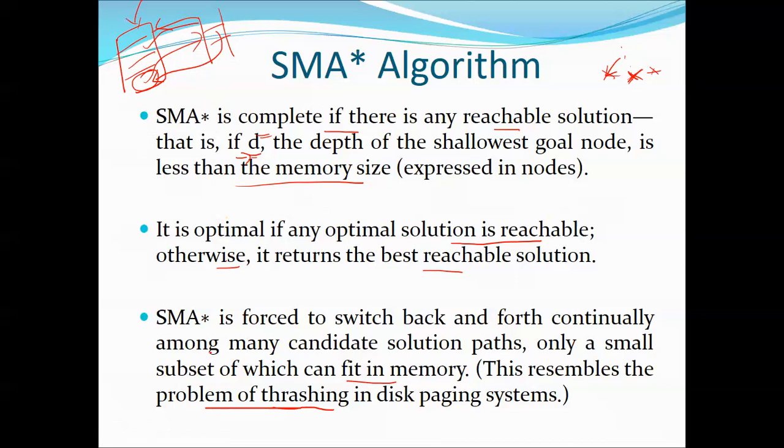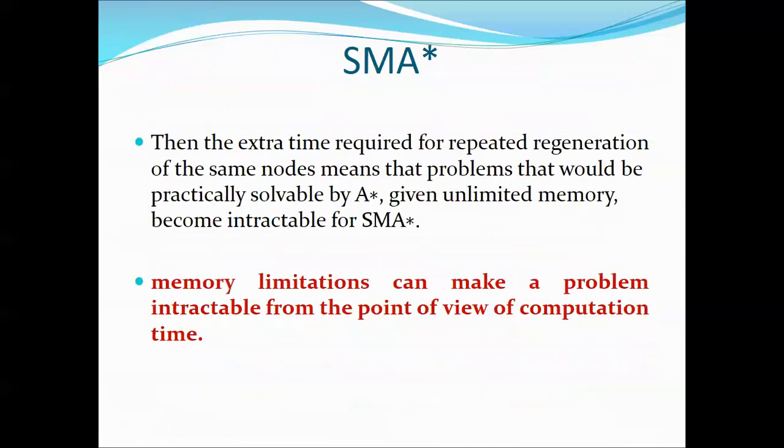Similarly, the SMA star algorithm also may keep on doing this. The memory gets full, follow some other path. Once again, memory gets full, follow some other path. Like that, it may keep on doing this. That problem is called thrashing. With thrashing, the problem may become intractable.